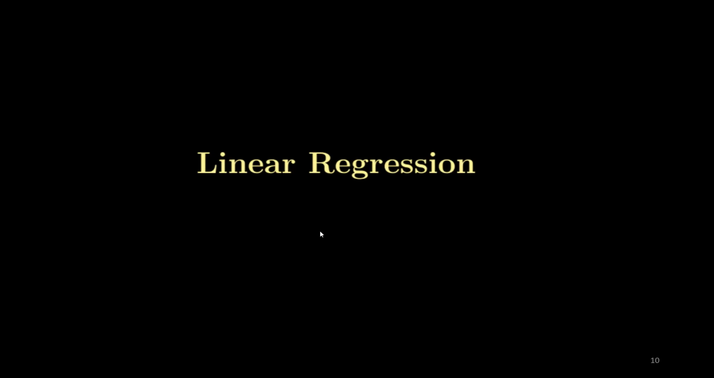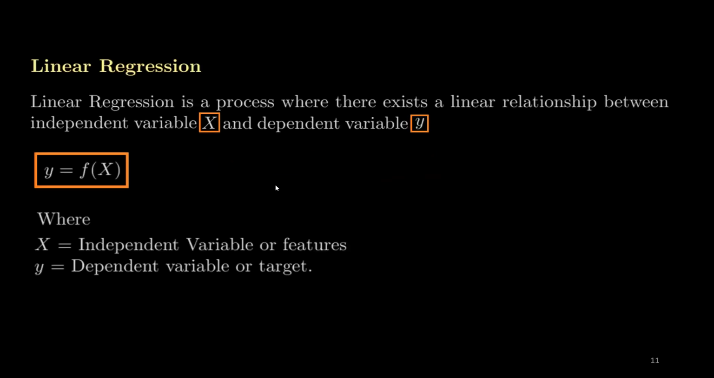So in this lecture, we will discuss the definition and the concept of linear regression. Since we have learned about the linear model, now it's time to transform the knowledge of linear model into the concept of linear regression. So this is the definition of a linear regression. Linear regression is a process where there exists a linear relationship between the independent variable and dependent variable. So this is the equation which is defining the concept of a linear regression.